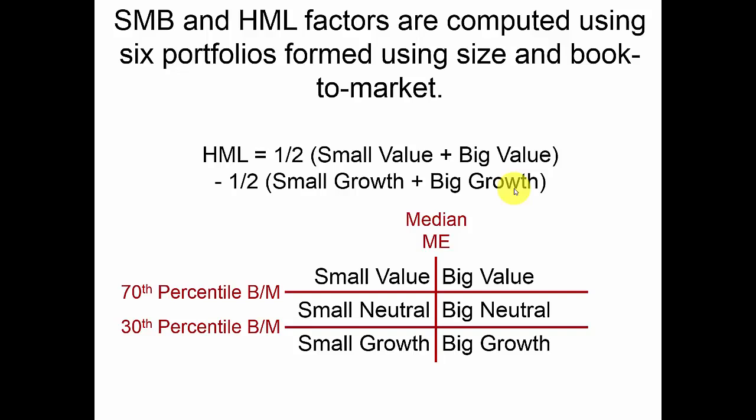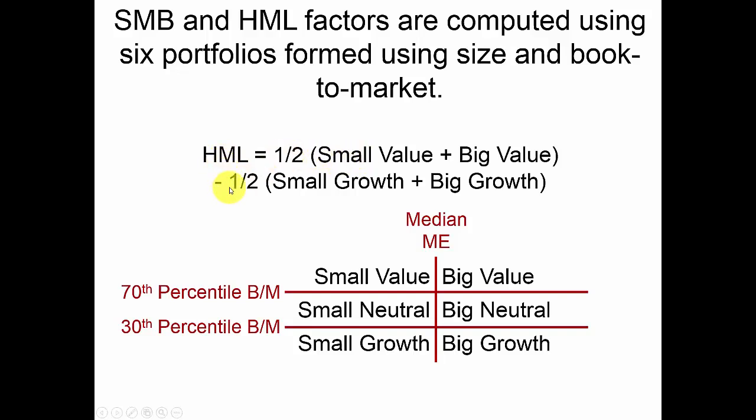How do we form the HML portfolios? Well, it's basically high minus low. And the question is, what's high, what's low? Well, we're looking at the ratio of the book to market, and those that are high are going to be the value ones. So we're taking the two value portfolios, big value and small value. We're averaging the returns on those portfolios. That's why we're multiplying by 1/2.